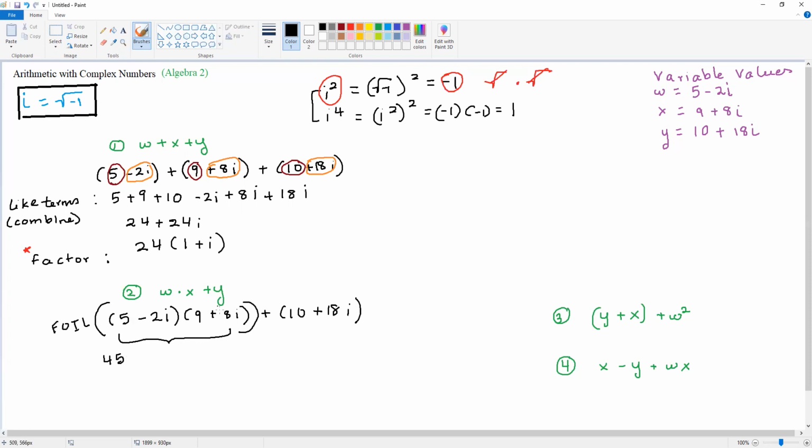So first, outer, sorry. That would give us plus 40i minus 18i, and this piece would be -16i squared. Make sure to never ever forget this squared, as it plays again a really vital role in simplifying.